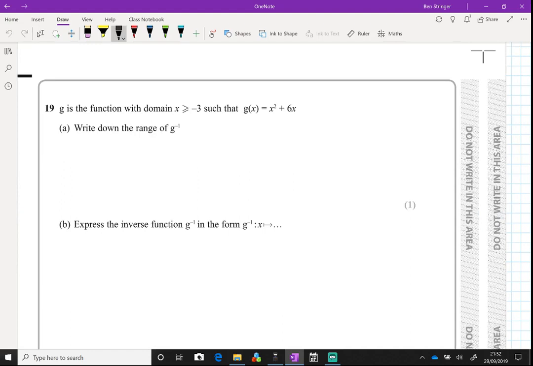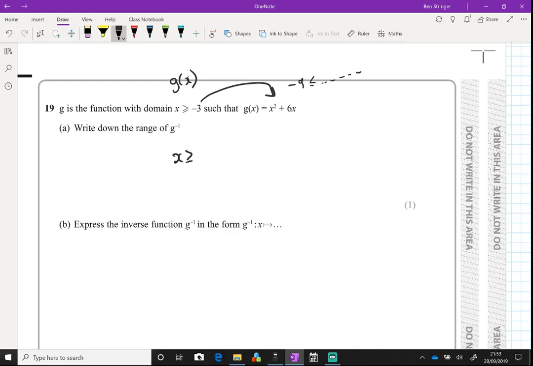If you're not used to function notation, that's fine, but the range of the original function, g of x, is the range of values it can take on. And the way in which you can work that out, you can put -3 into here. That'll be the minimum value, and it's open-ended, so all the values beyond that will be the range. So the smallest one, -3 squared, which is 9, plus 6 times -3, -18, 9 add -18, which is -9. The smallest value it will be is -9, and so on. That's the range of that function.